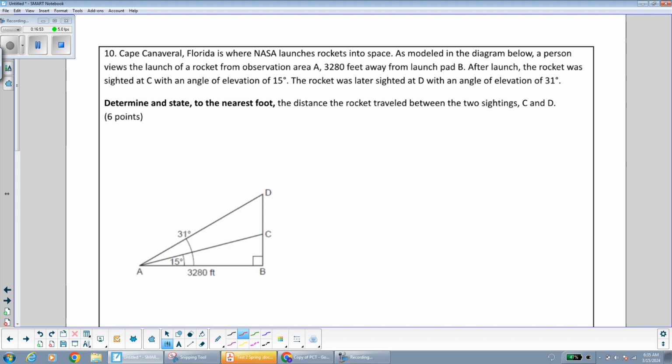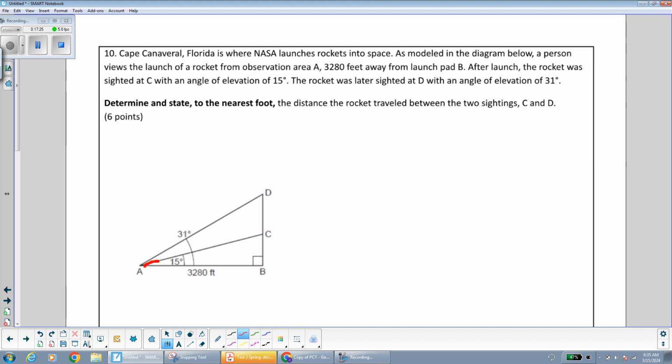So here we are looking for the distance from C to D. And keep in mind, CD is the side of a non-right triangle. So you can't just set up a trig ratio to find it because that's not a right triangle. So just like in the one with the angles, we're going to have to use the right triangles that we have here in order to find what we're looking for.